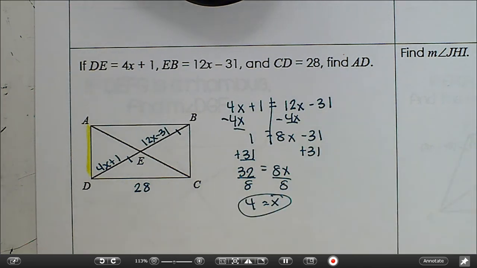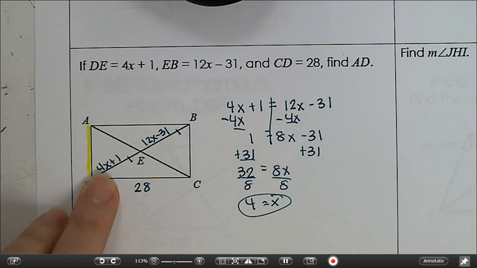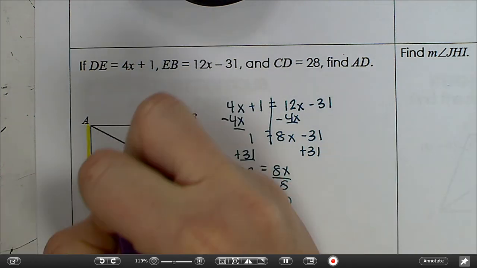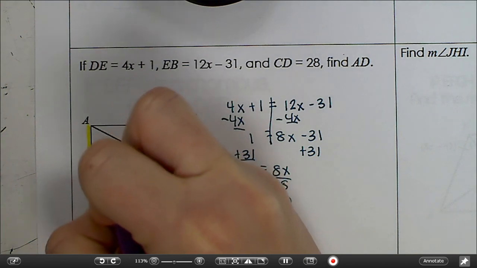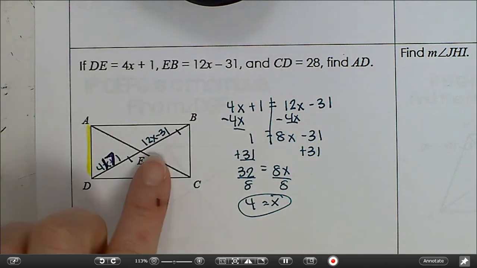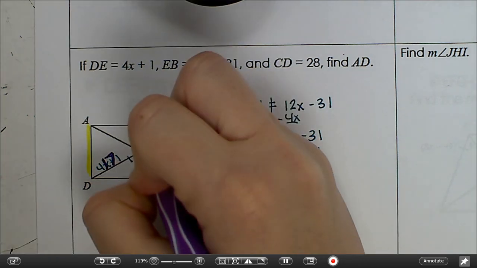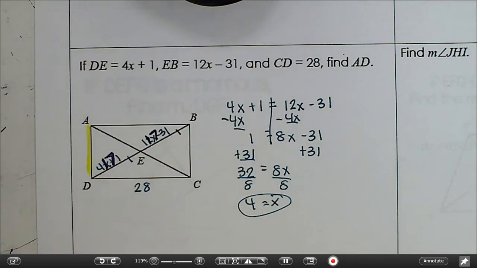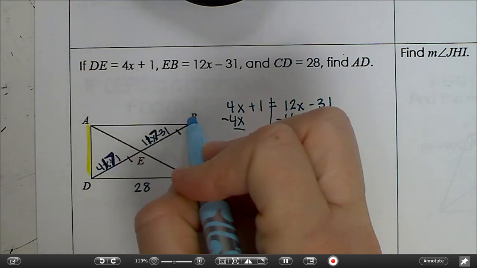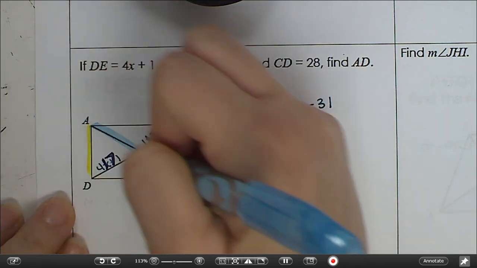Great. Let's substitute that back in before we decide what to do. 4 times 4 is 16, plus 1 is 17. I like to write it over top like this, just so I can focus on that. 12 times 4 is 48, minus 31 is 17. All right, so now I'm just going to talk you through what my brain is thinking. I know that DB has to be congruent to AC.